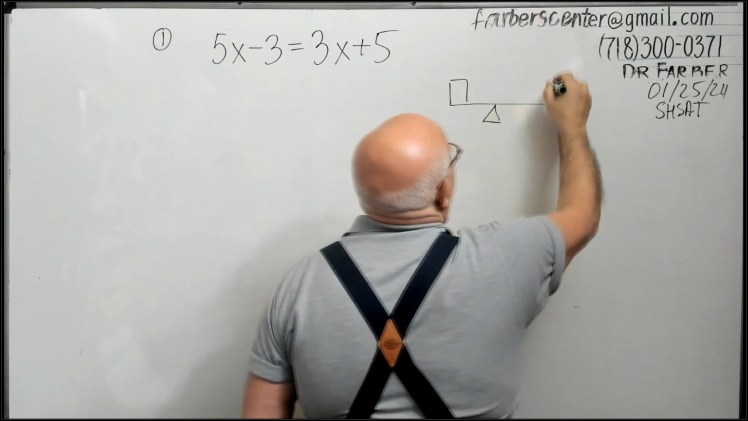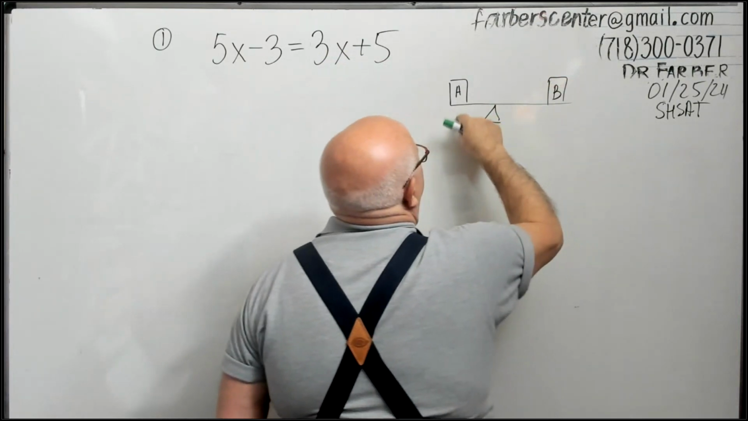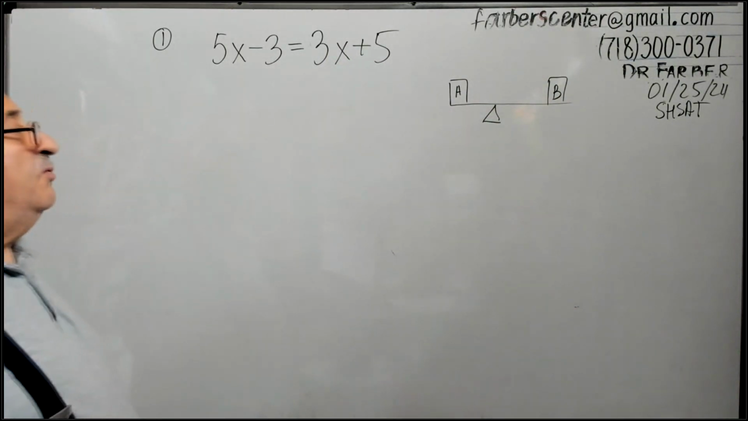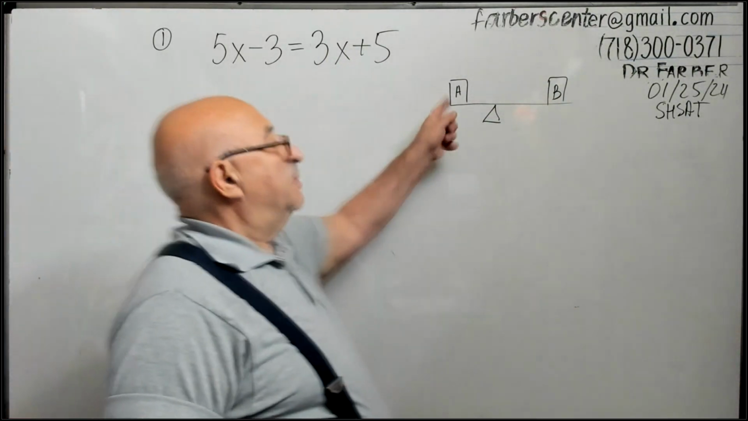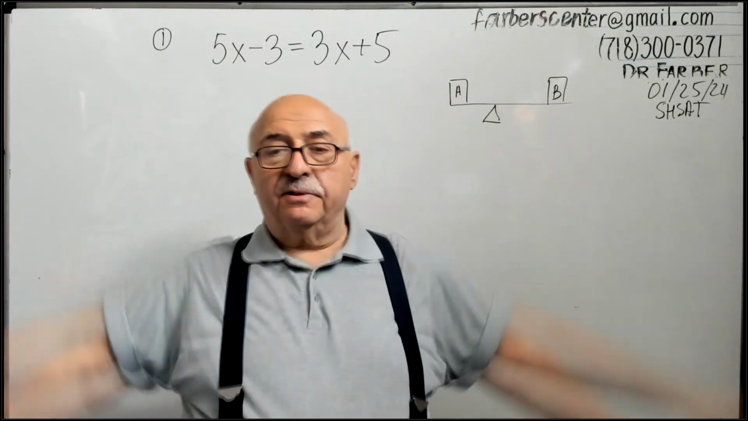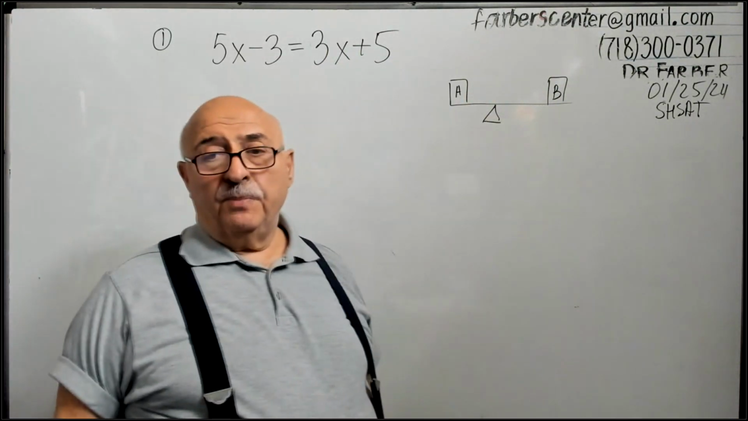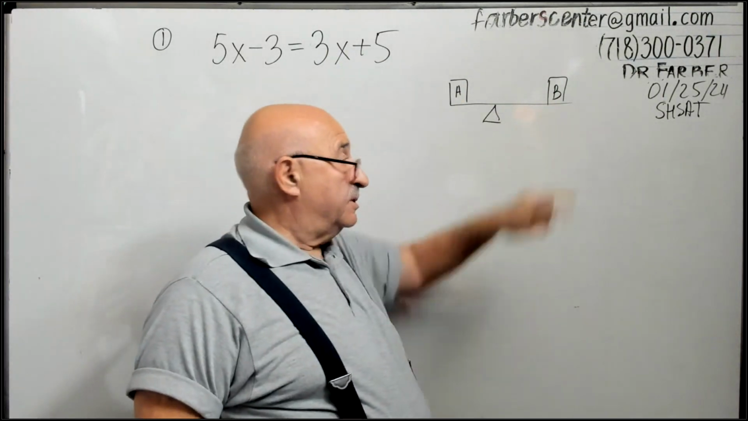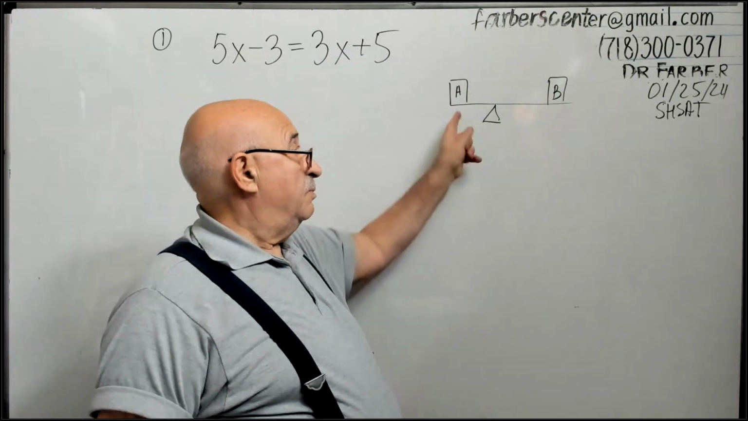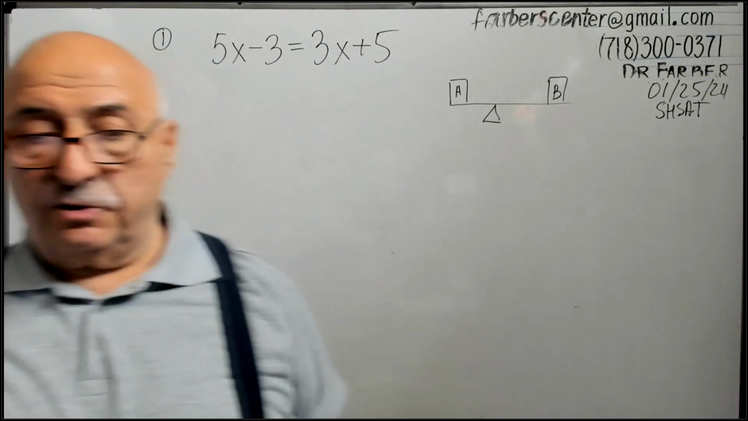Let's say you have 2 loads here, A and B. And whatever you do with left part, you must do with right part. We have 4 properties of equation. You can multiply both parts by the same value, and you still have the same balance. You can add the same value to both parts. You can subtract the same value from both parts to maintain a balance. And you can divide both parts by any value, but not 0. Division by 0 is not allowed.